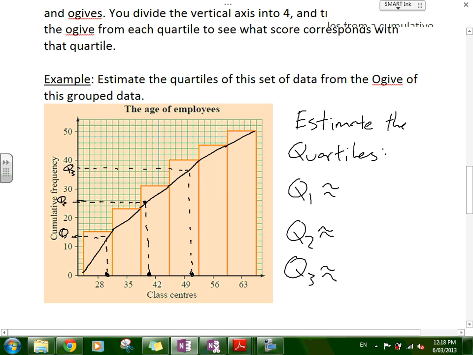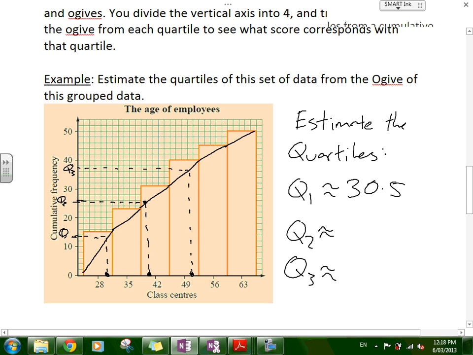28 is here, 35 is here. What's the estimate for Q1? Yeah, 30, 31, that's fine. Either one. So let's say 30.5, just for the sake of fairness. Okay, so these sort of questions, as long as you're within a certain range, it's fine.